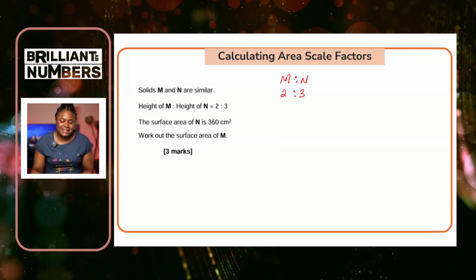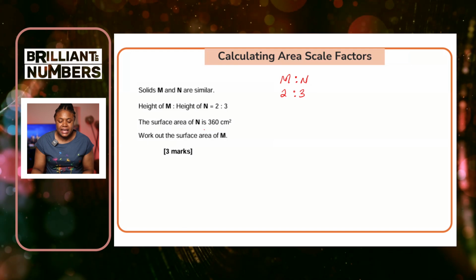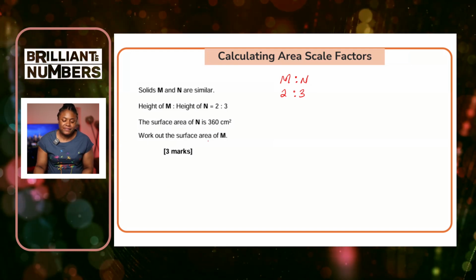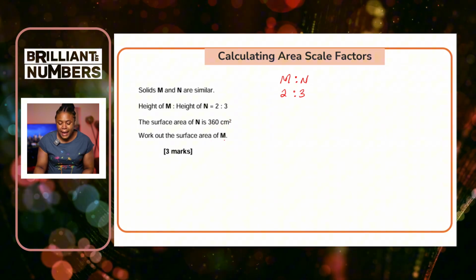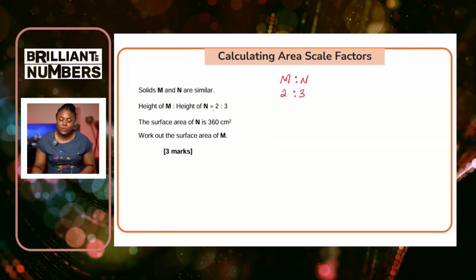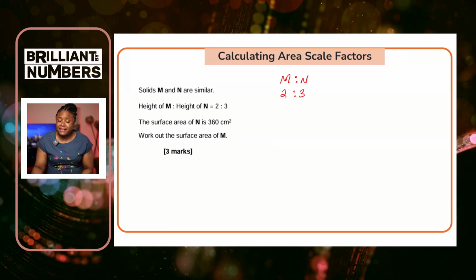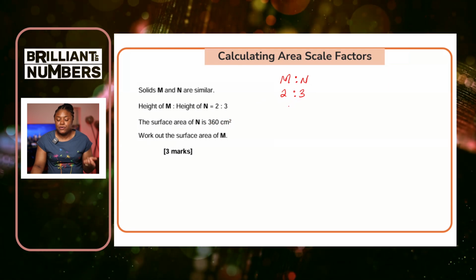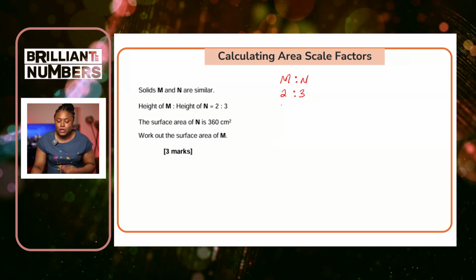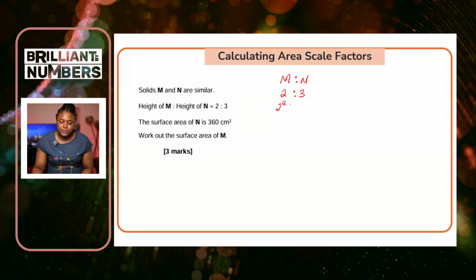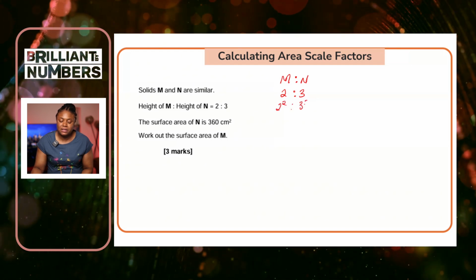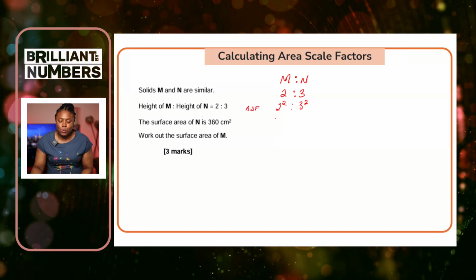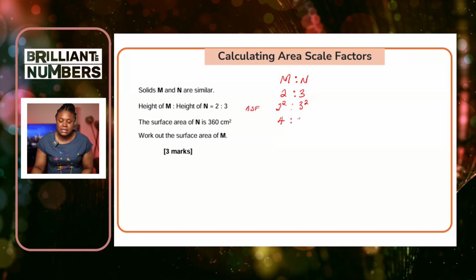Now, we're told that the surface area of N is 360 centimeters squared. We want to find the surface area of M. So first of all, what we have to do is find the square of the two ratios so that we can get the ratio of the area. So we need to do 2 squared to 3 squared. That means the ratio of the areas would then be 4 to 9.